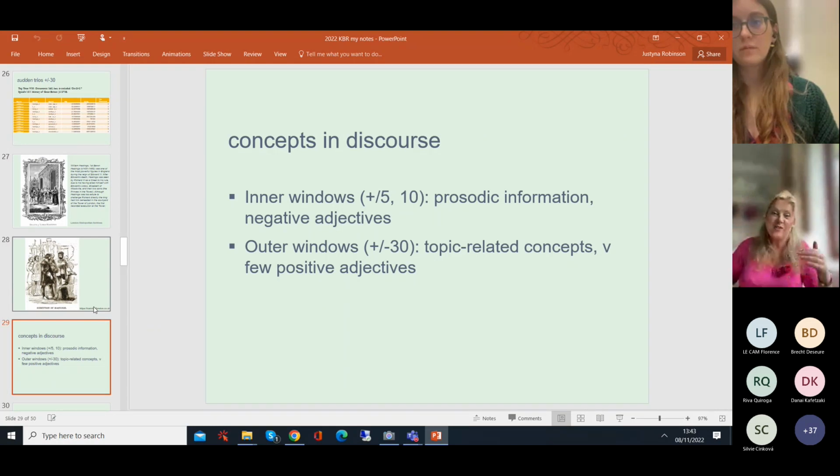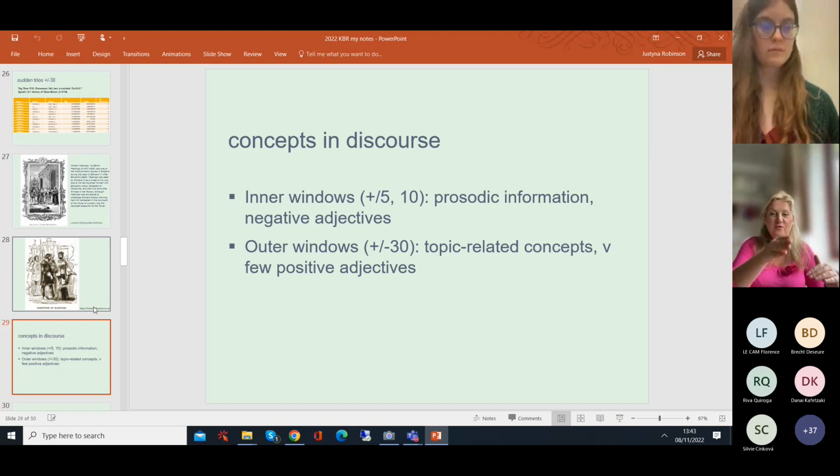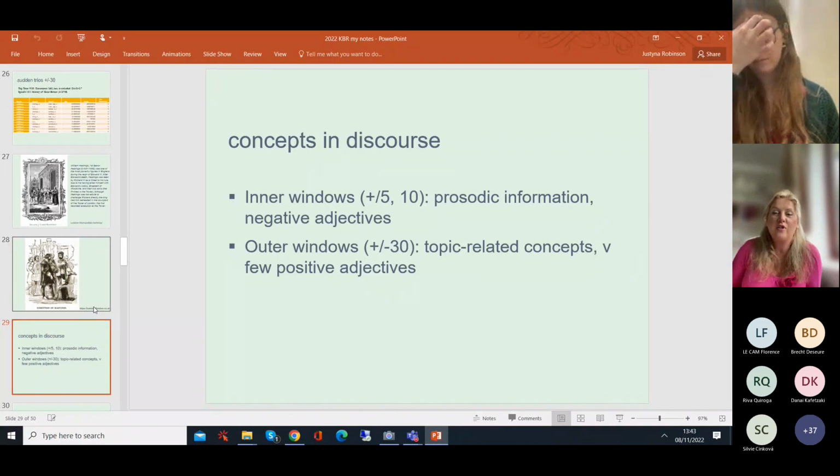So you see that we can almost talk about the topography of discourse, that it goes through troughs and peaks, presenting different conceptual information in its structure.